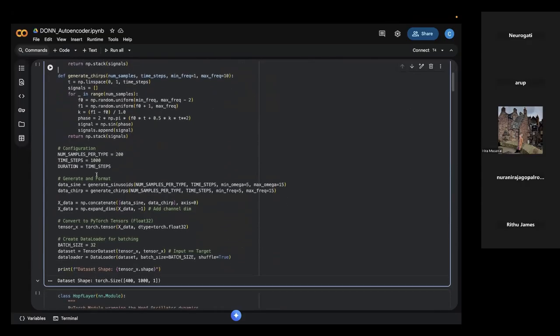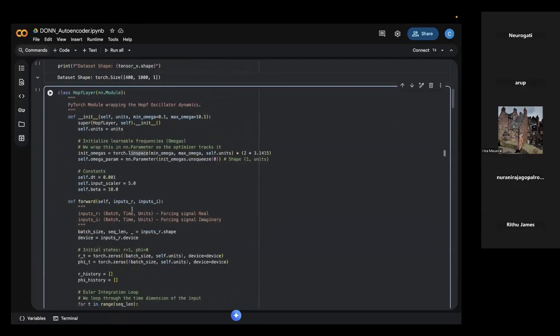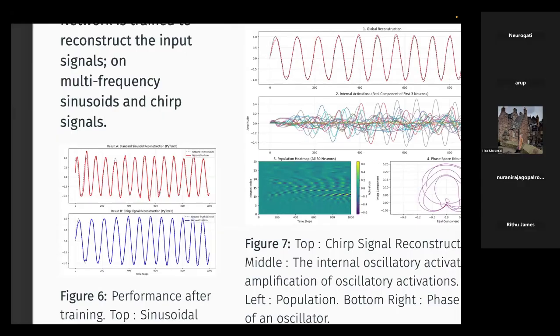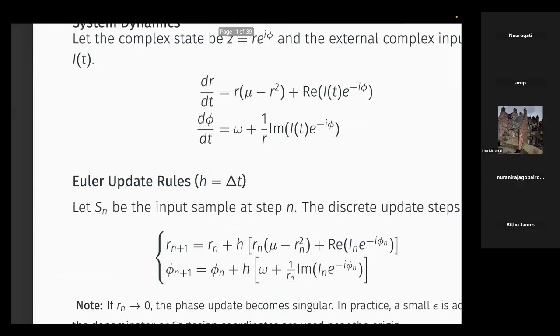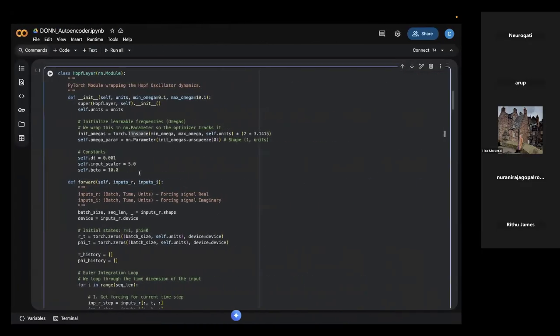Okay, the rest is just to construct a data set, and all this is wrapper so that we can train the model. So that is cell number 1. And cell 2 is actually the hop layer. So what is the hop layer? If you notice, the hop oscillator has a couple of parameters. One is omega, one is mu that we already saw, and the other is beta. So we need to initialize those values.